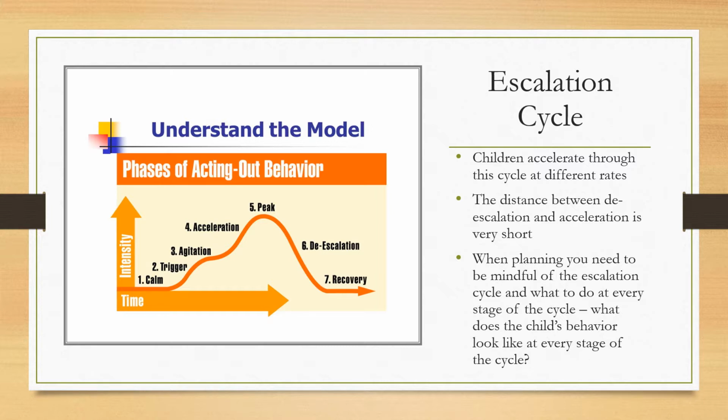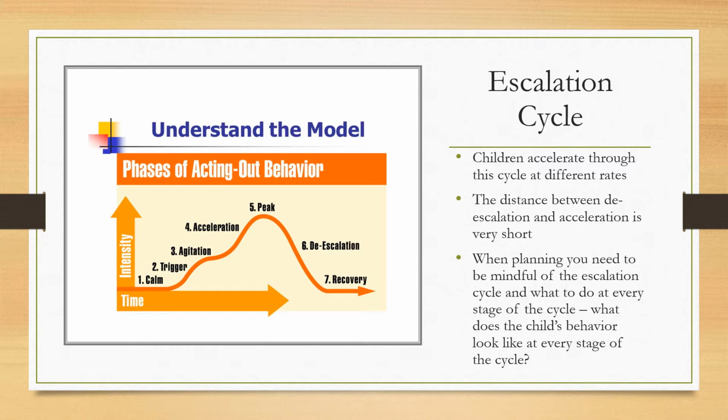What I really want to draw your attention to is the distance between de-escalation and acceleration. Here we've got calm, everything's good, there's a trigger, so they start to become heightened, their behaviour becomes more intense. They're becoming agitated, even more intense. It's accelerating, so they're starting to become dysregulated. And this is the peak, when the behaviour is at its absolute worst. And then we've got the calm down period and recovery.